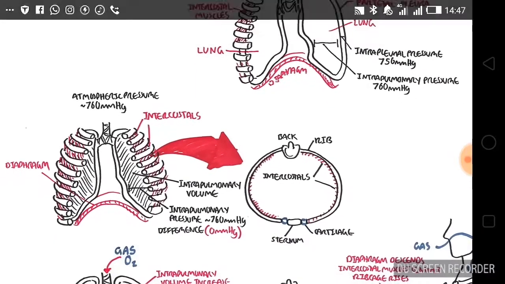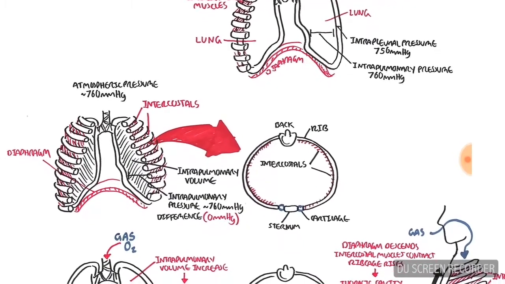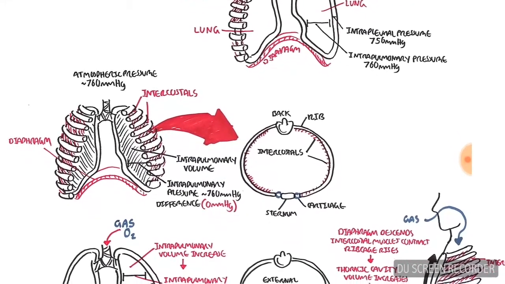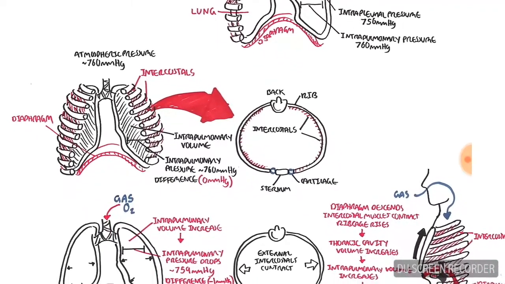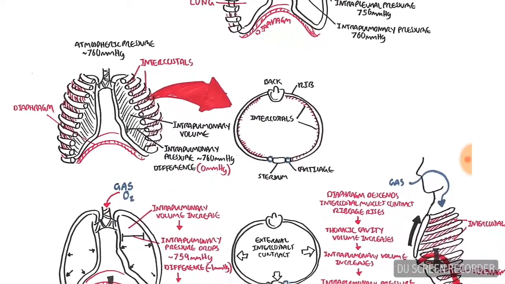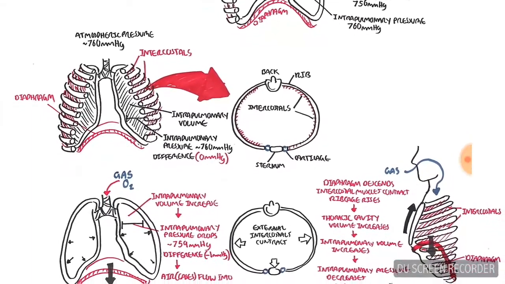Of course, it's important to note that you have also accessory muscles that are used in breathing. So these accessory muscles used are the sternocleidomastoid muscles and the scalene muscles.